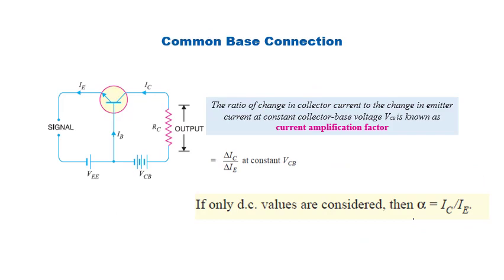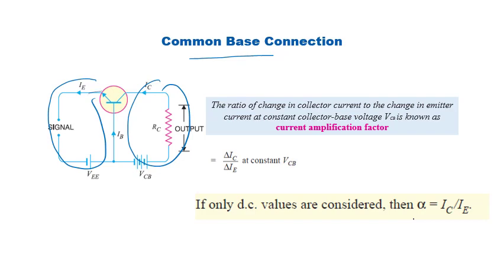Now, in order to have proper operation of a transistor, we must have three connections. When you have an input and output, we should have two terminals at the input and two terminals at the output. There are three ways we can do this. We can take the base common to both input and output, or the emitter common to both, or the collector common to both. Here we'll consider the common base connection. The circuit diagram looks like this.